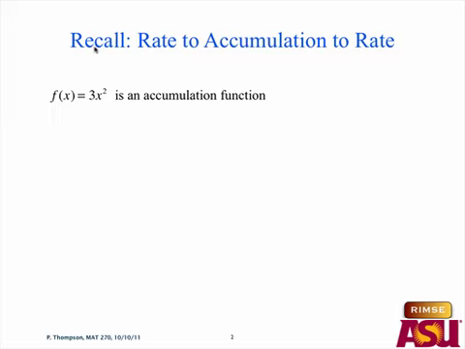Okay, is that accumulation? No. That sounds like average rate of change. That sounds like you'd be taking this and finding the average rate of change function. So, this, Lauren.